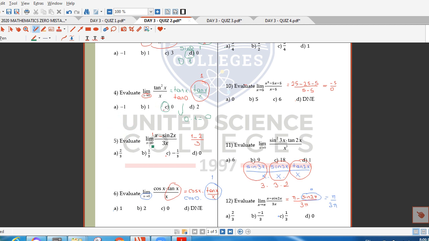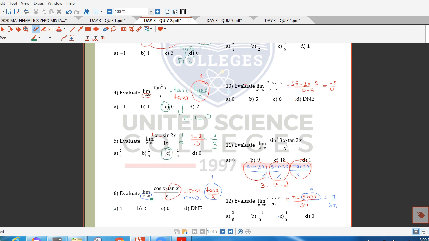Question 5. Limit as x approaches 0 of (x minus sine 2x) over 3x. Actually, it is the 0 over 0 case, but the shorter way is we are just going to focus on the coefficients of x. 1 minus 2 over 3. Numerator is negative 1, denominator is 3. The answer is going to be C.